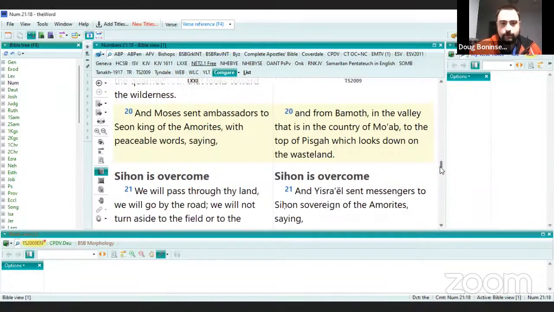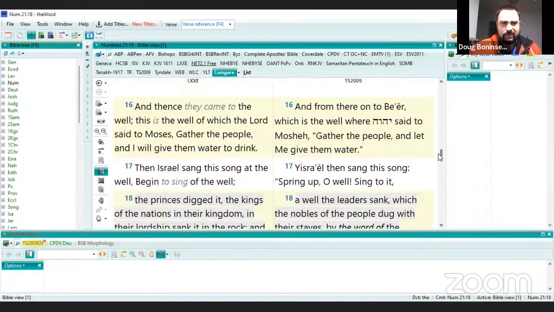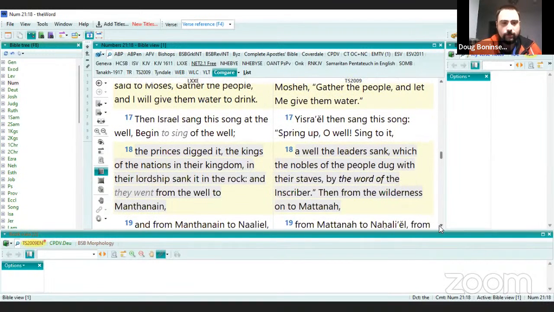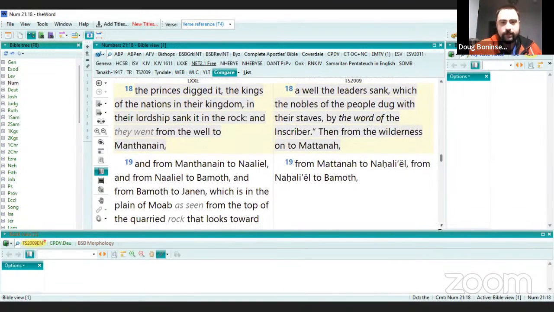I'm not sure from that. Let's see here. No, there's supposed to be a phrase that says the lawgiver. Princes dug. All right, so I might have screwed up. I might have cited the wrong citation there, so I'll just fix that. My bad, guys. I apologize again.